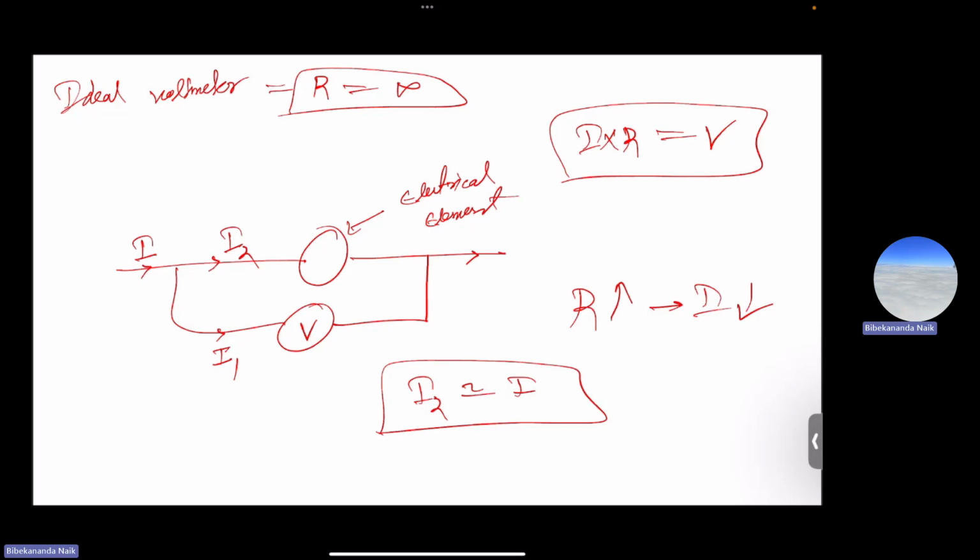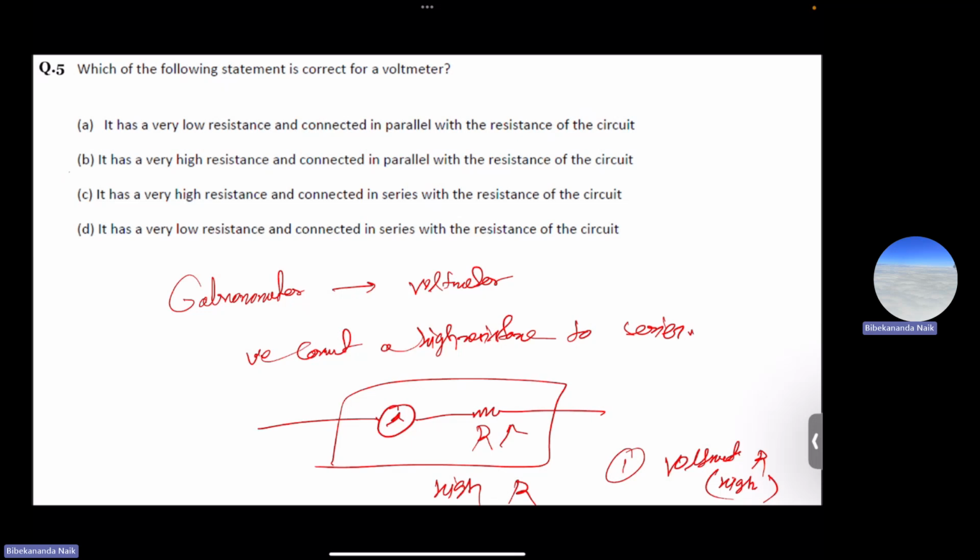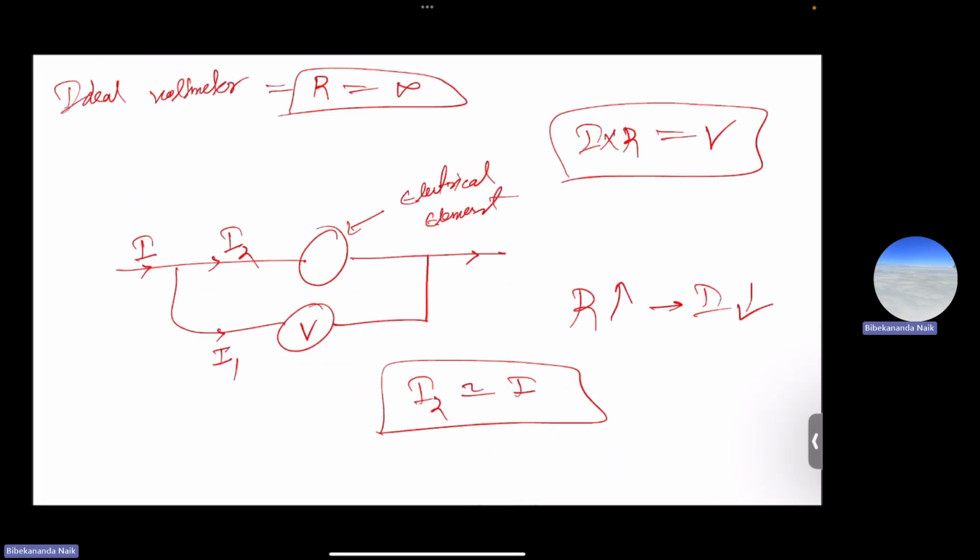So the correct option is that the voltmeter has a very high resistance and is connected in parallel with the resistance of the circuit. There will be no error when we connect it in parallel. I hope this explains the answer. Now we'll move to question number 6. Question number 6 says around 27.0724 to the nearest tenth.